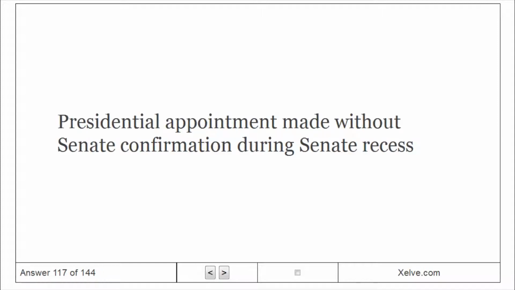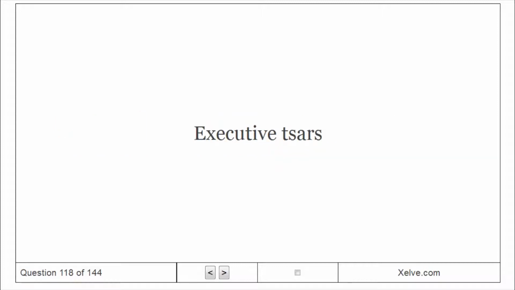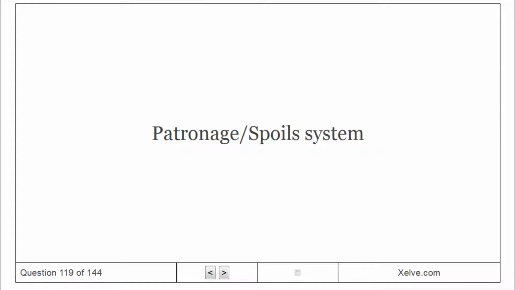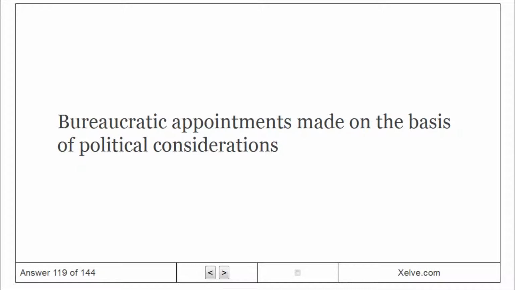Recess appointments, presidential appointment made without Senate confirmation during Senate recess. Executive czars can run or organize governmental departments, and may devote their expertise to a single area of work. Patronage, spoils system, bureaucratic appointments made on the basis of political considerations.